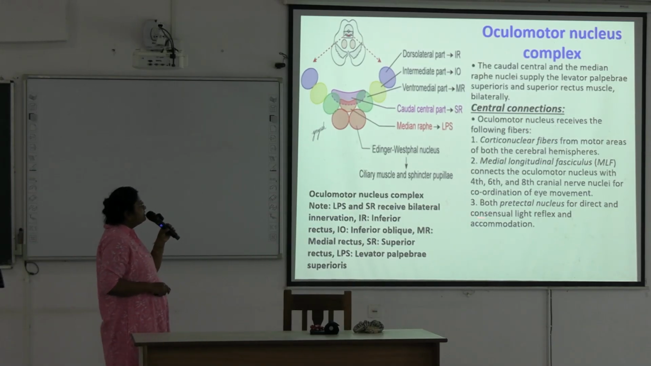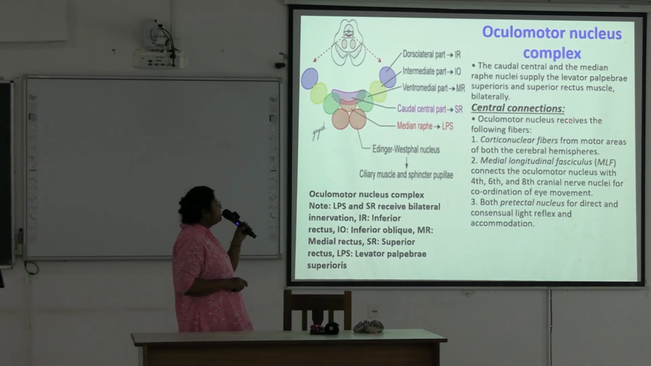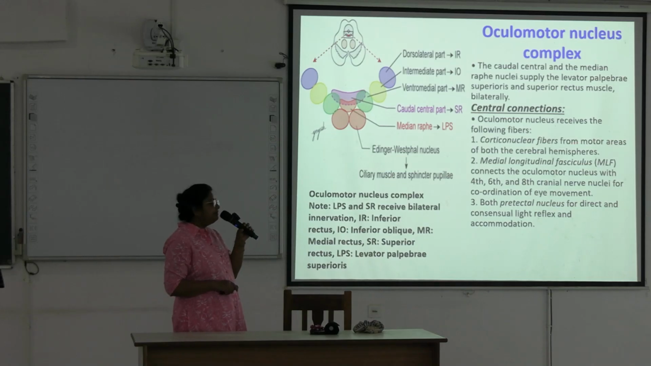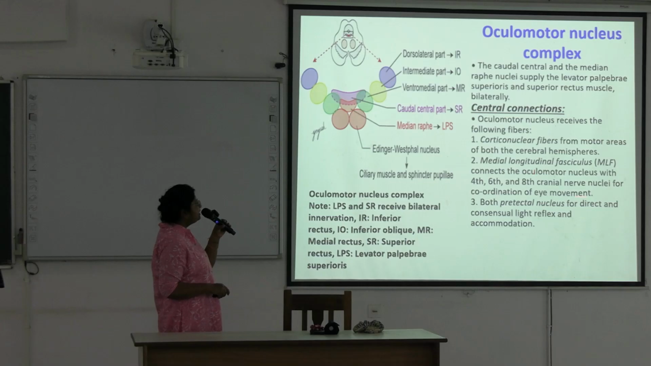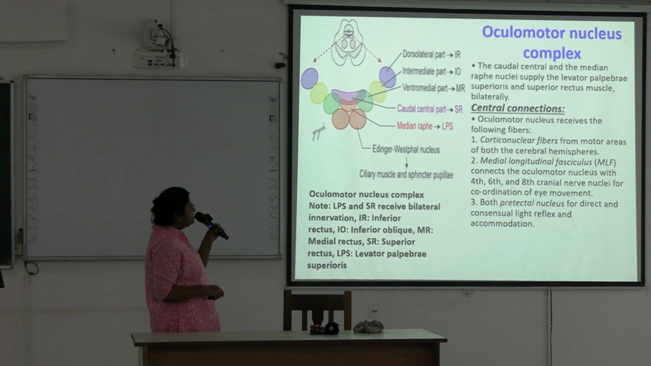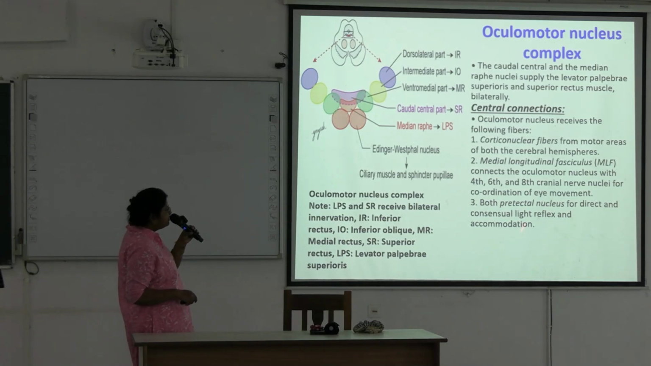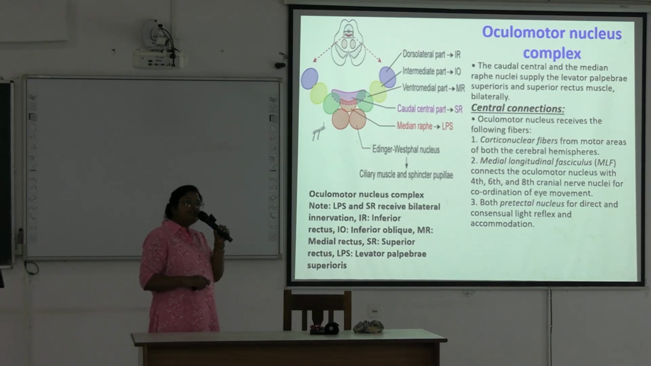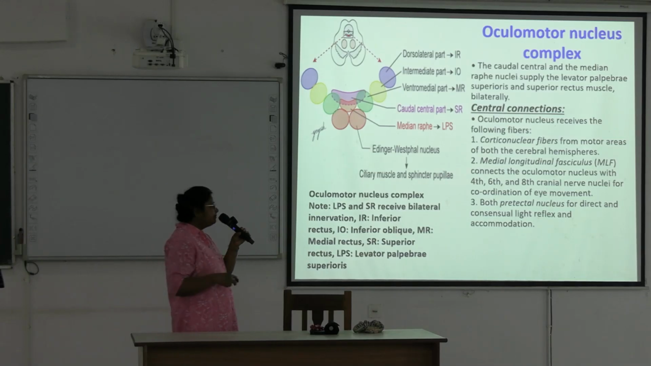These are the central connections of the oculomotor nerve. The oculomotor nucleus receives the following fibers: the corticonuclear fibers from the motor areas of both cerebral hemispheres; the medial longitudinal fasciculus, which connects the oculomotor nucleus with the 4th, 6th and 8th cranial nerve nuclei for coordination of eye movement; and the pretectal nucleus for direct and consensual light reflex and accommodation. So these are the central connections of the oculomotor nerve. Central connections sometimes come in your theory.